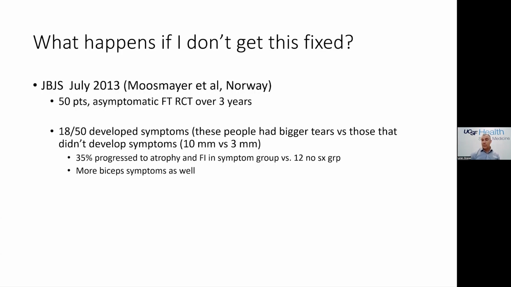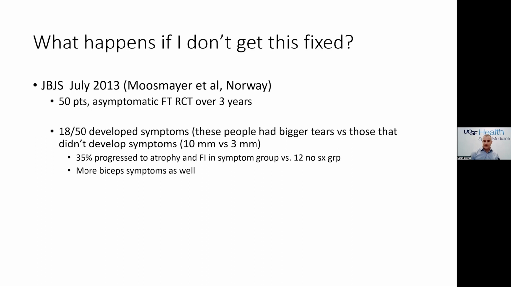So what happens if you don't get rotator cuff tear fixed right away? So Dr. Moosmeyer, who has some really well-known studies, and we'll cover some of these down the line as well, did a really nice study where he looked at 50 patients in Norway, looked at asymptomatic patients that came in, were enrolled in a study and were found to have a full thickness rotator cuff tear, and looked at them over 3 years and found that less than 40% of those developed symptoms. And not surprisingly, like we talked about, the people with bigger tears were the ones that were more likely to develop symptoms.